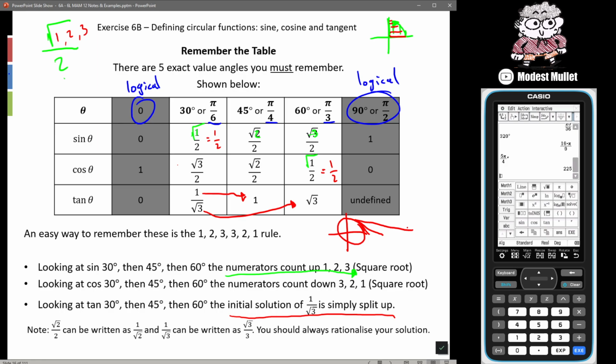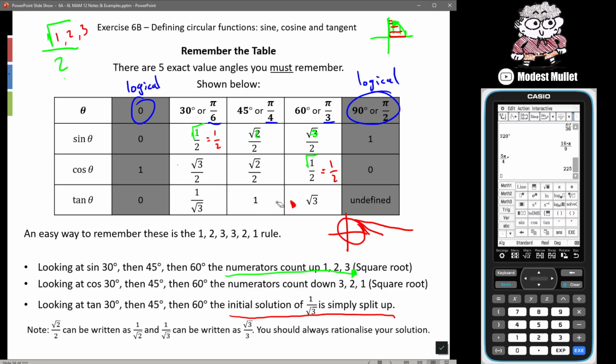So that's another way. If you can remember, one is 1 on root 3, and another one is root 3. What order do they go in? Well, smallest one is 30, middle 45, largest is 60 degrees. This is 1 on root 3.